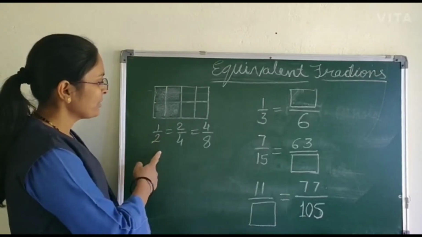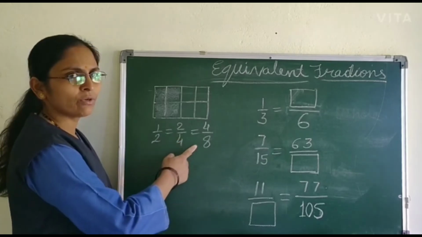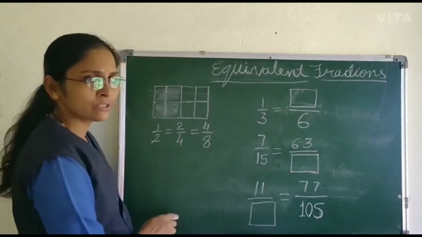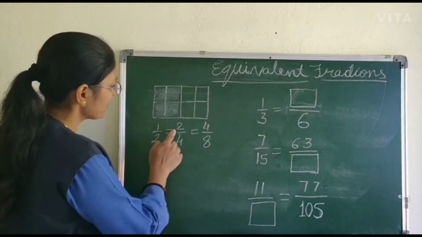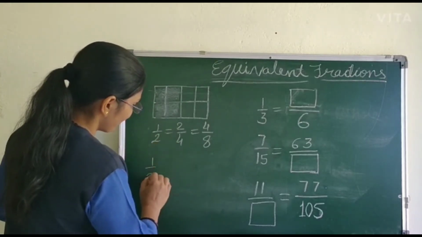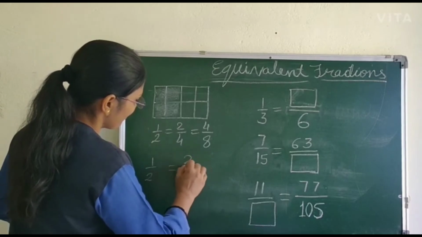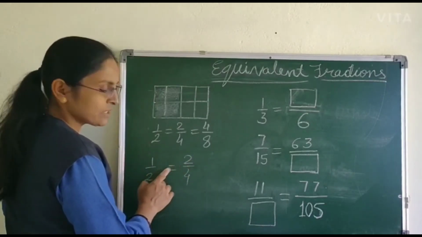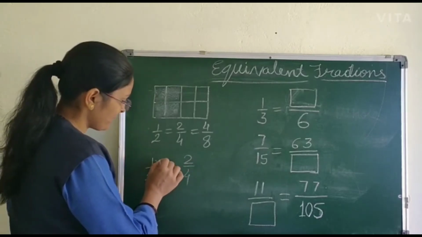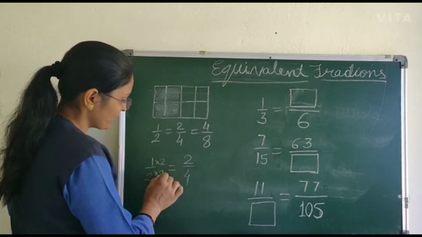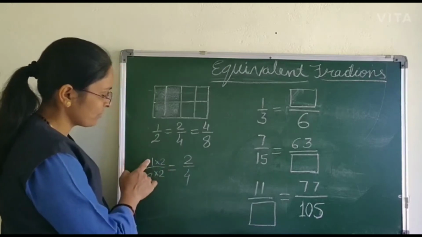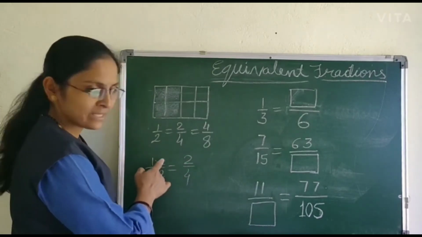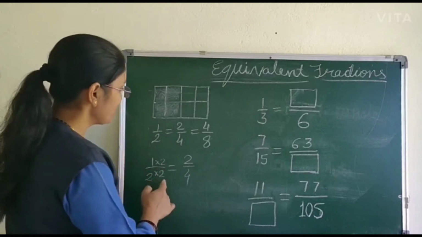Here 1 upon 2 is equal to 2 upon 4 is equal to 4 upon 8. So what is the relation between these three fractions? Let's see. 1 upon 2 is equal to 2 upon 4. What did we do here? To convert it into 2 upon 4, we multiply the numerator and denominator both by 2. 1 into 2 is 2 and 2 into 2 is 4.